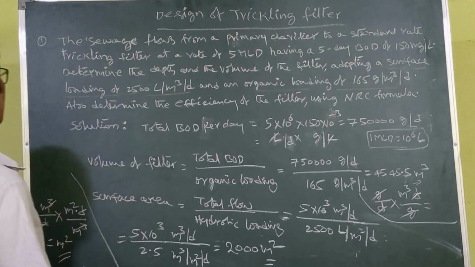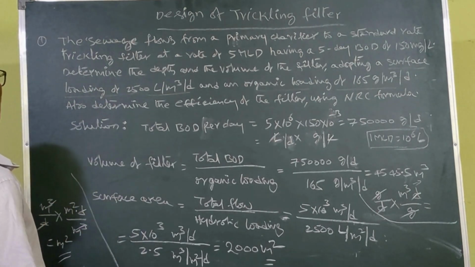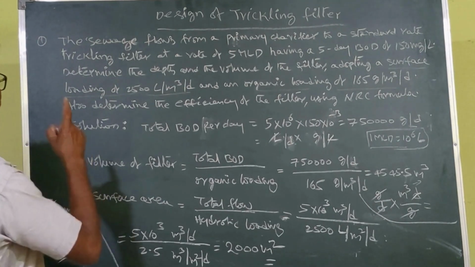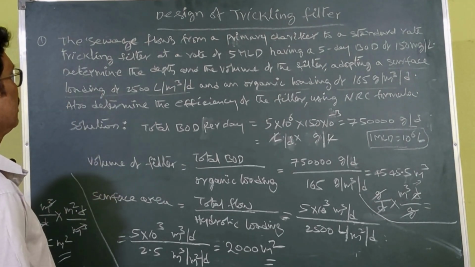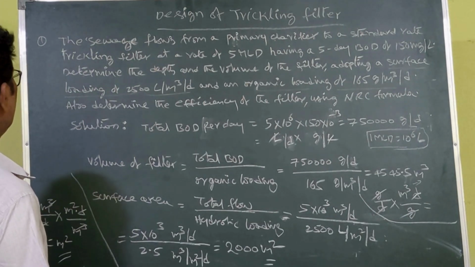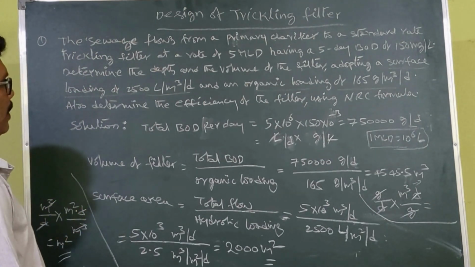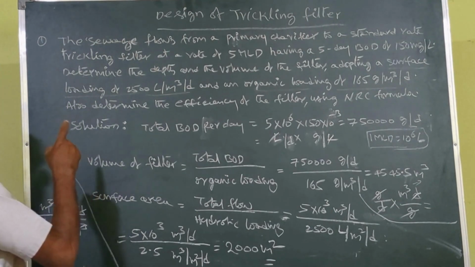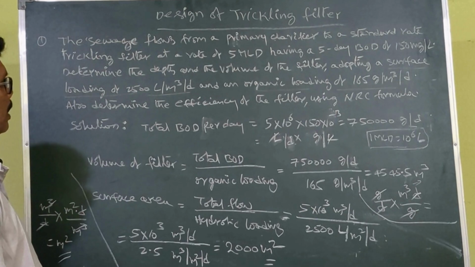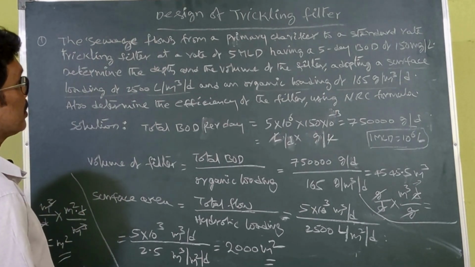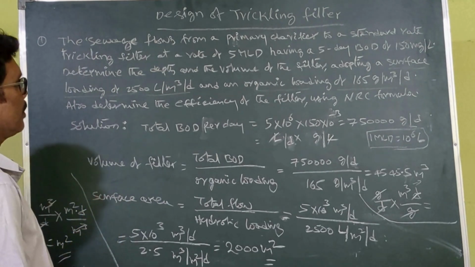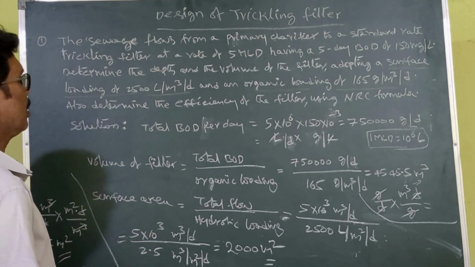Coming to the design of a trickling filter, first problem. The sewage flows from a primary clarifier to a standard rate trickling filter at a rate of 5 MLD, million liters per day, having a 5-day BOD of 150 mg per liter. Determine the depth and volume of the filter, adopting a surface loading rate of 2500 liters per meter square per day and an organic loading of 165 gram per meter cube per day. Also determine the efficiency of the filter using the NRC formula.